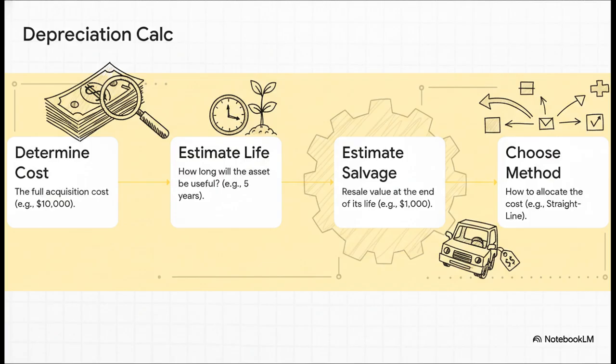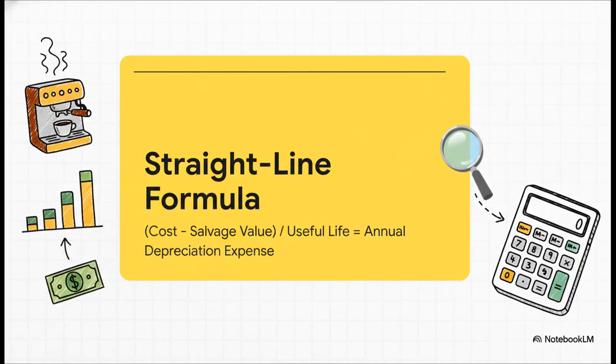Third, we have to estimate the salvage value, another educated guess. What do we think we could sell it for at the very end of its life? Maybe $1,000 for parts. And finally, once we have those 3 numbers, we choose a method for how to spread that cost out. By far, the most common and easiest method to understand is called straight-line depreciation.